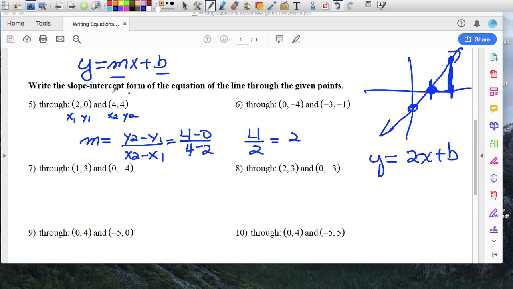I need to find b. Pick either this point or this point, not one coordinate from each. You have to pick a point, either this guy, 2 and 0, or this guy, 4 and 4.